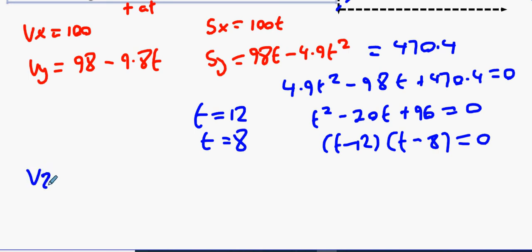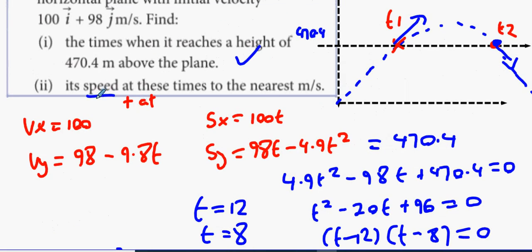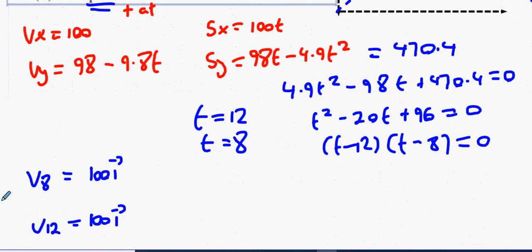Now, let V8 be the velocity at 8 seconds and V12 be the velocity at 12 seconds. Is that okay? Straight away, we both know it's 100i. How do I know that? It never changes, does it? And I'm about to make a mistake, but I'm going to ask you guys to pull me up on it in a minute, okay? Now, next thing, we're going to use Vy. So, 98 take away 9.8 times 8. And we have the answer for that, which is 19.6 on the way up.